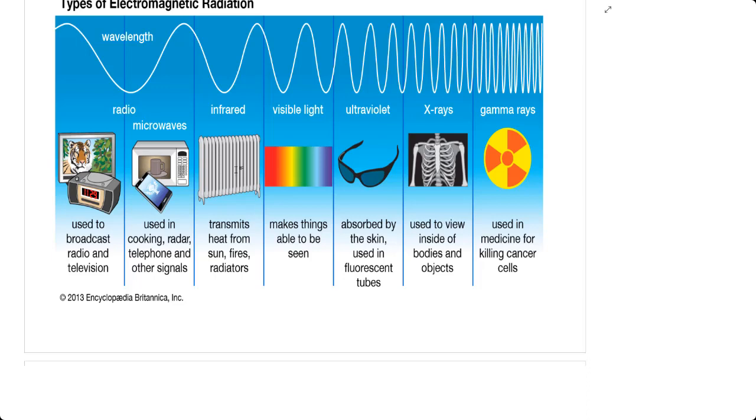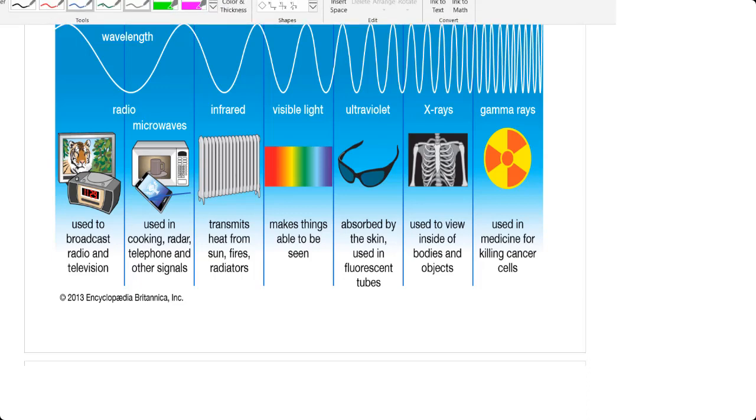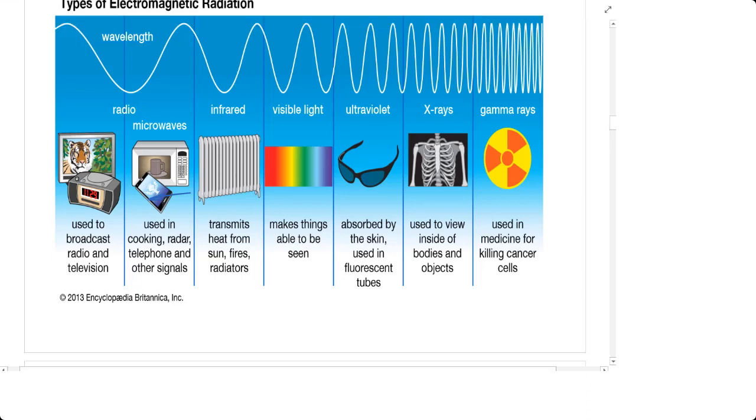Also, we use microwave in cellular phones, in communication. So your mobile uses microwave. So the signals in your mobile use microwave, as you can see here in this picture. Okay, guys, so as you can see here, this is the microwave.